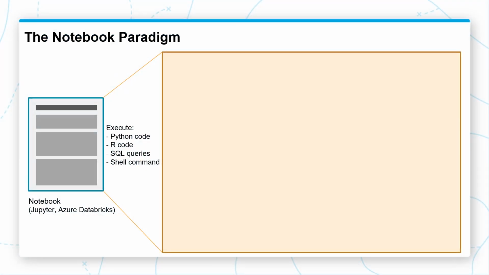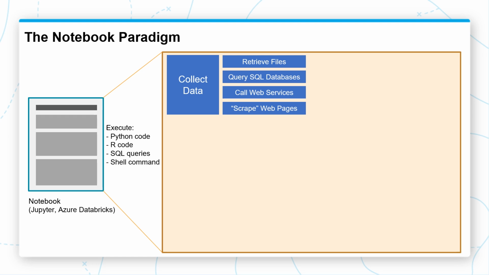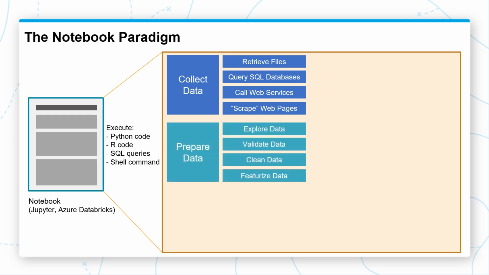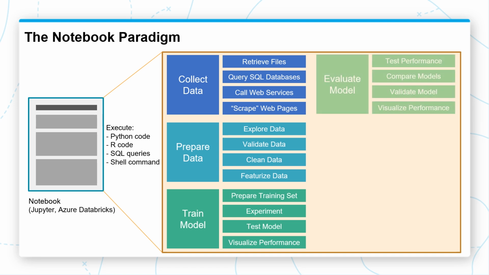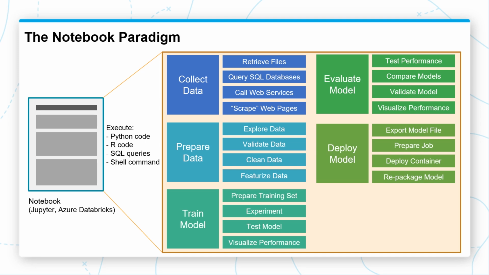outcomes of each cell. In this diagram, you can see that we used Notebook to perform 5 primary stages of the model development: collect data, prepare the data, train the machine learning model, evaluate the model and choose the best one, and then finally deploy the model.